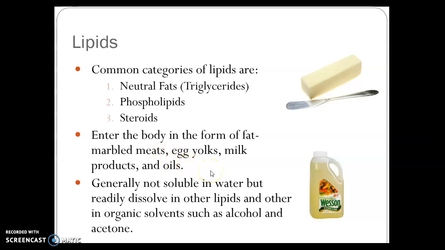So we get them in meats and animal products, mostly animal products, but oils also. Oils are really one of the best sources of lipids in our diet because they're unsaturated fats, and that's the kind of fat you want. Saturated fats, not so good for you, but unsaturated, good stuff. So it's good fat. There is good fat. Not all fat is bad.